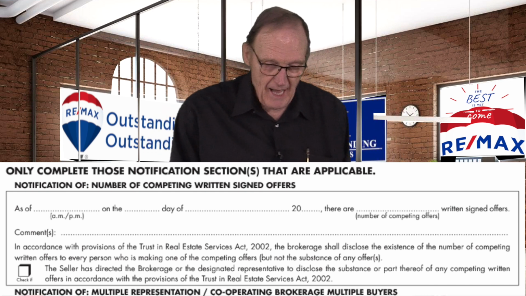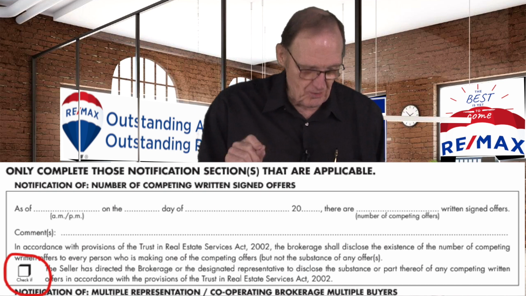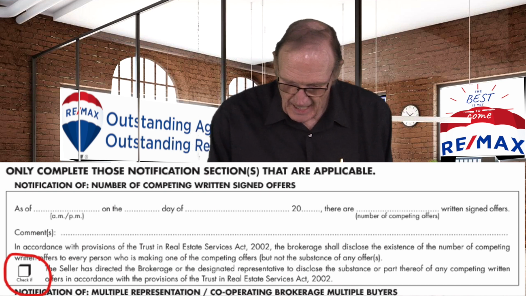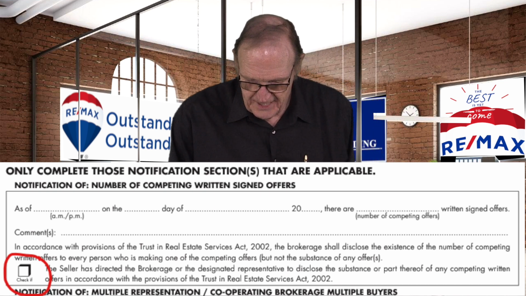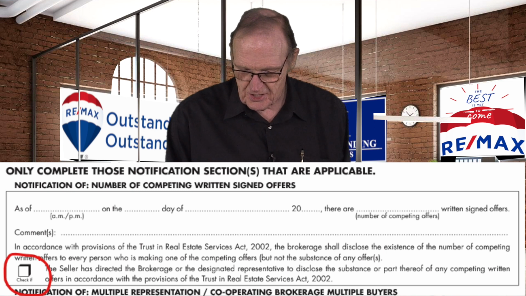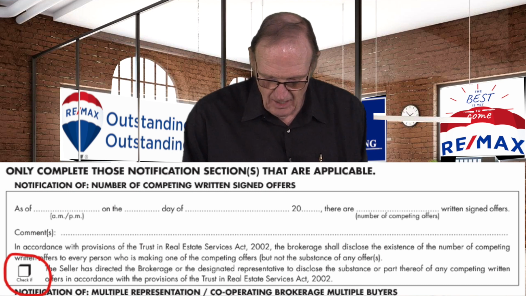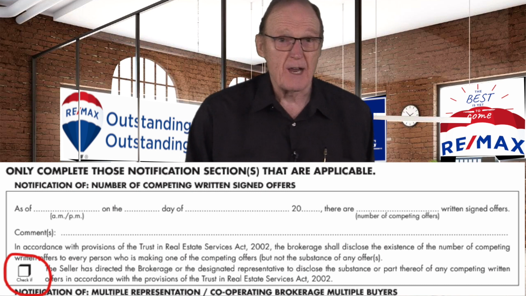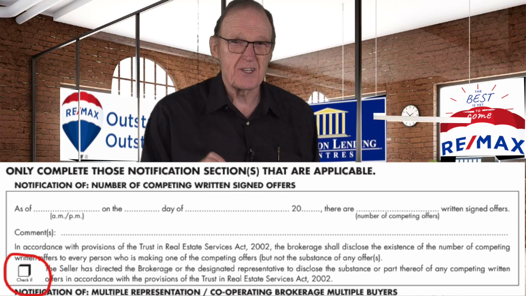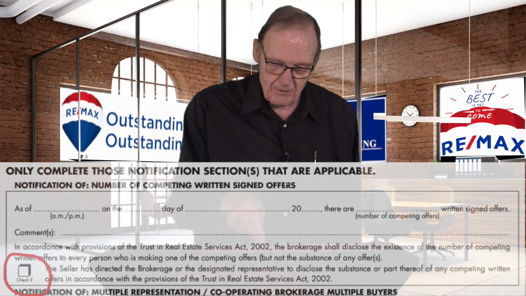There's also a little box in there, and the box is used to tick off where it says the seller has directed the brokerage or the designated representative to disclose the substance or part thereof of any competing written offer in accordance with the provisions of TRESA. So if your seller has decided at the time that you're filling out this form that they're going to open it up, they tick that box off.